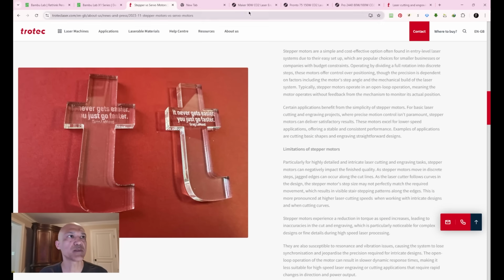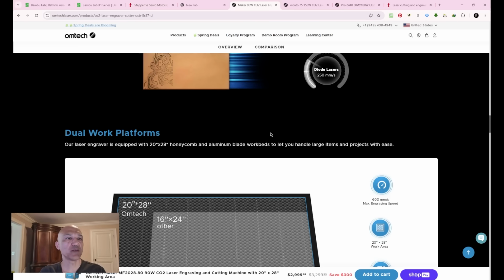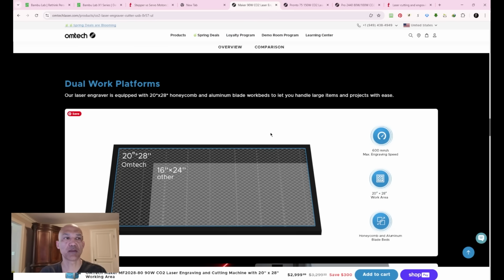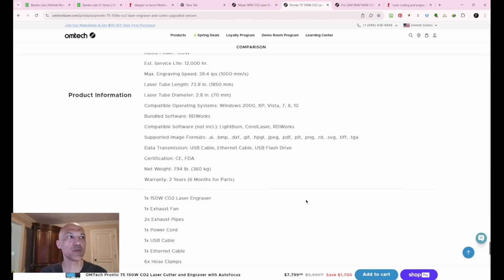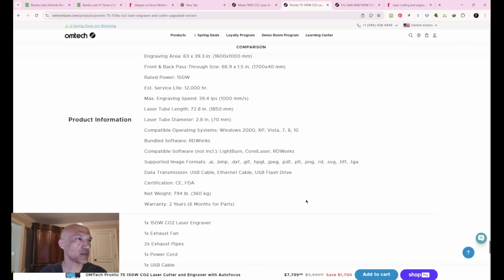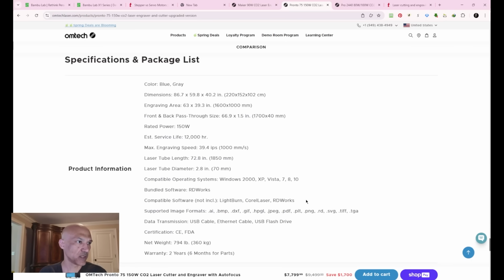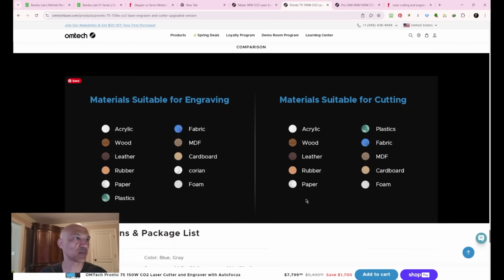But again, let's talk about speed. Going back to the lasers, Trotec is what I have. That's what I'm used to. This is very similar to the unit I have. I have a 20 by 28, 60 watt cutter, but you can see here 600 millimeters per second. That is the max speed of my particular unit. Very rarely do I use that speed. They have a Pronto line, which also uses stepper motors. And let's see, somewhere on here, I had this all set up.